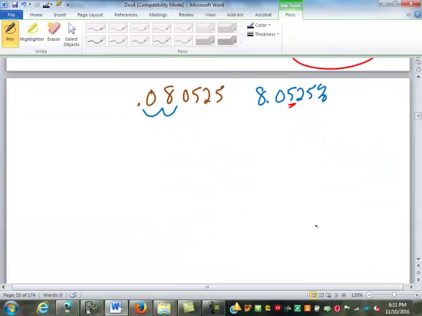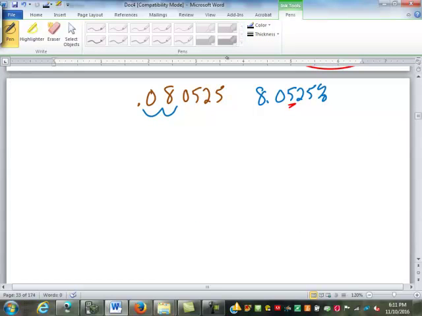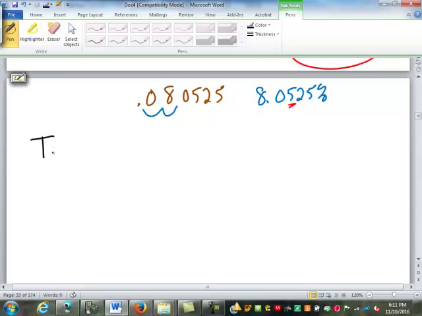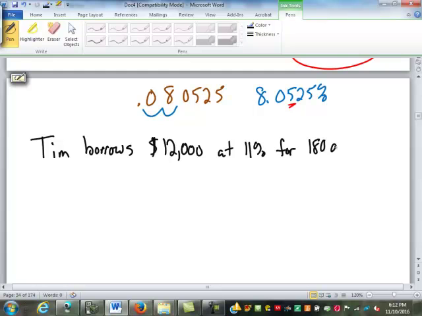Okay, so let's do another example of that effective rate. So Tim is at it again. Tim borrows $12,000 at 11% for 180 days on a simple discount note. Find the effective rate.